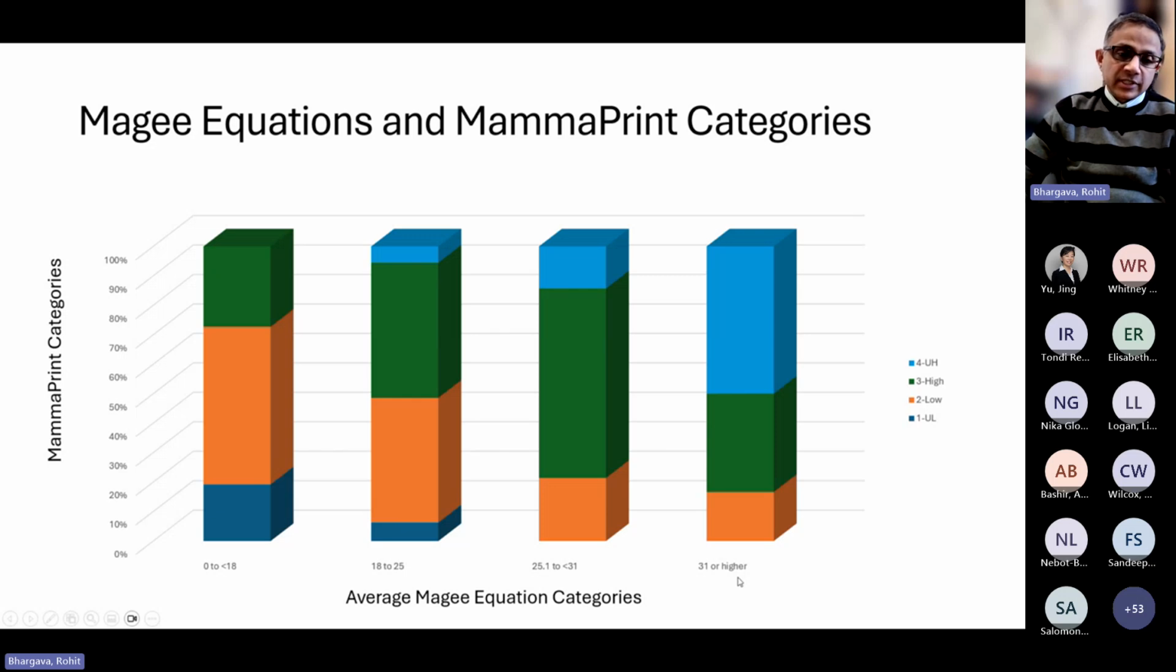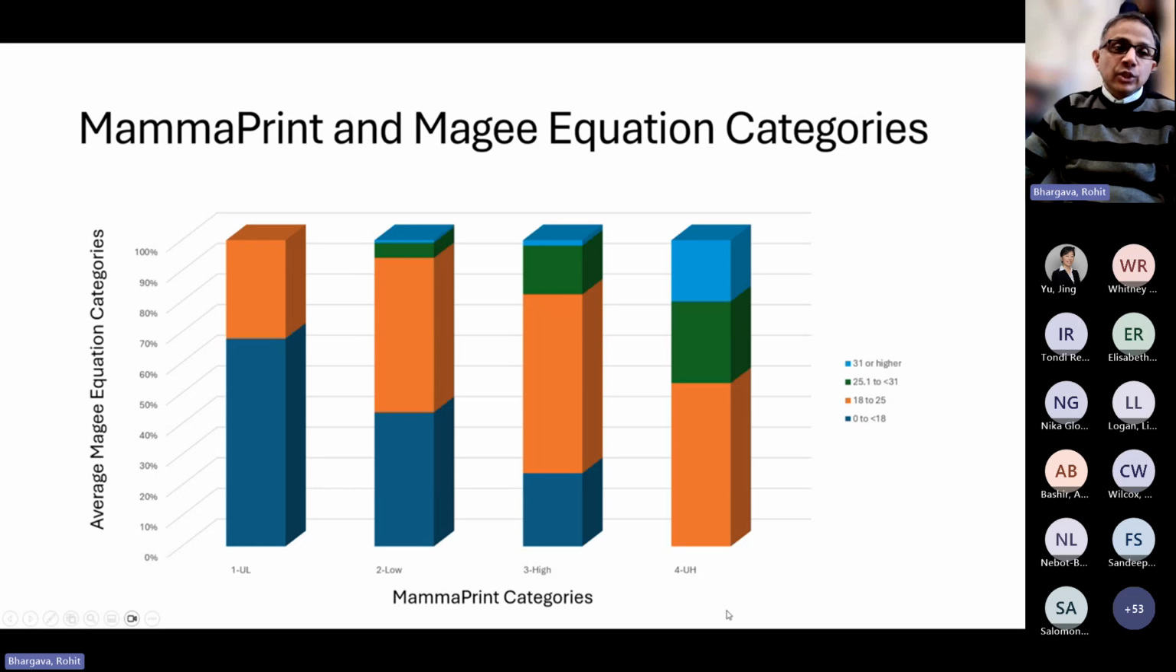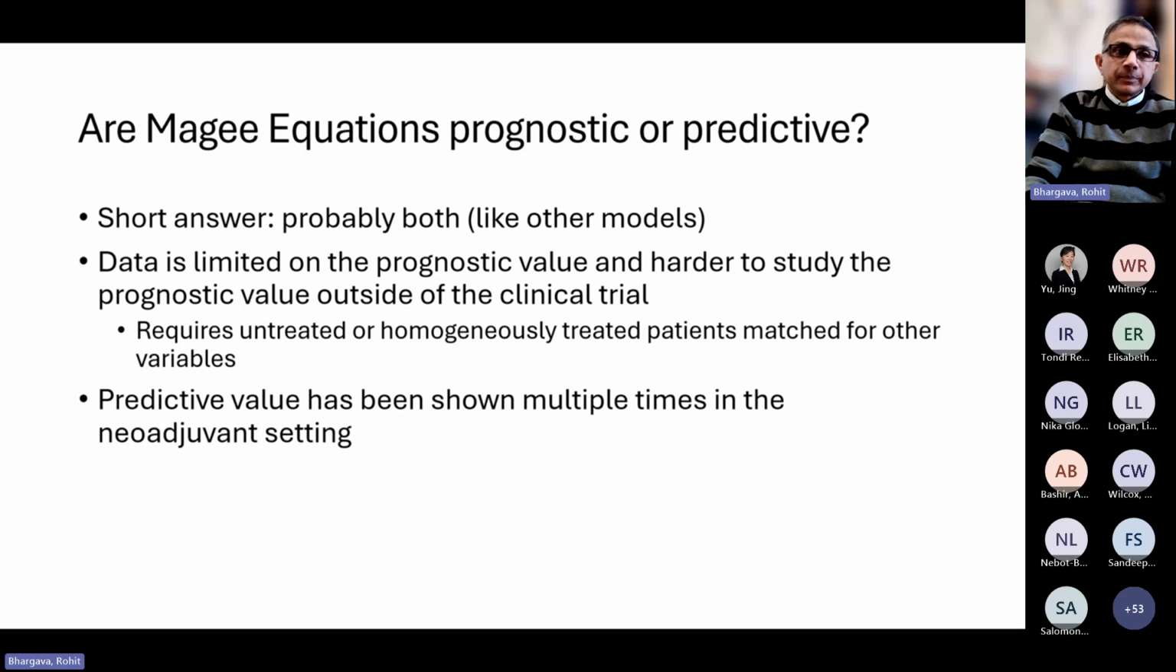And if you reverse this, such that Magee equations are plotted on the y-axis and MammaPrint categories here, you see the opposite. In the ultra low risk MammaPrint, the only cases there are all Magee equation scores less than 25. And they start to appear only when we go from low to high to ultra high, where they form significant numbers of 31 or higher. So there is a correlation. Obviously, there are different tests and they are measuring different things, but correlation is present.